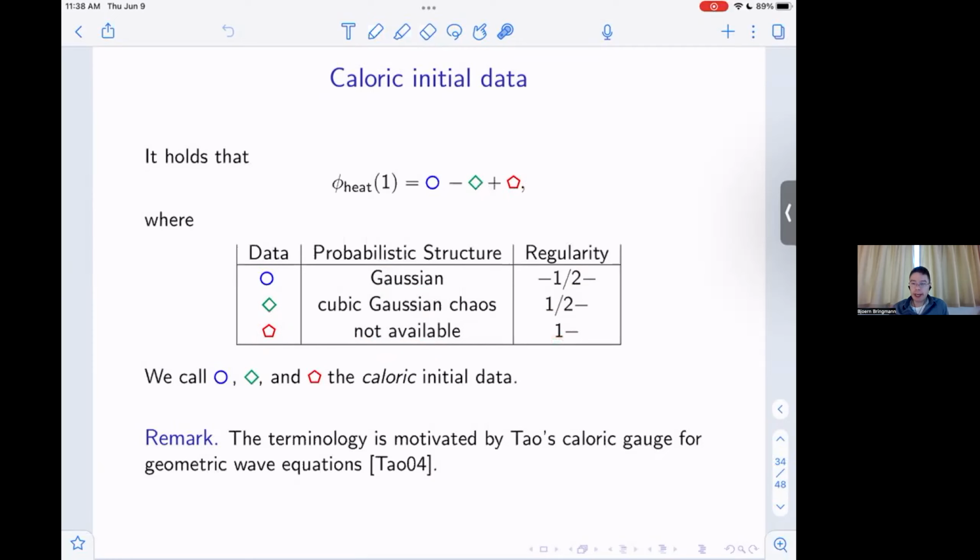So roughly speaking, what happens here is a trade-off between probabilistic and analytical properties. So top to bottom, the probabilistic properties get worse, but the regularity properties get better. So there's always this trade-off.